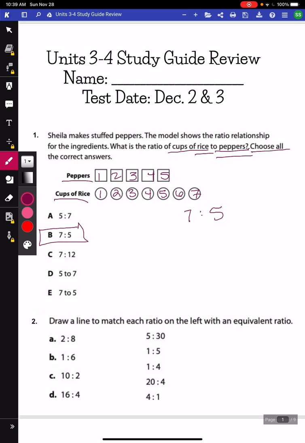But it also tells us to choose all of the correct answers. And most of the time that means that there's going to be more than one answer. So if we keep looking, we also see E has 7 to 5.